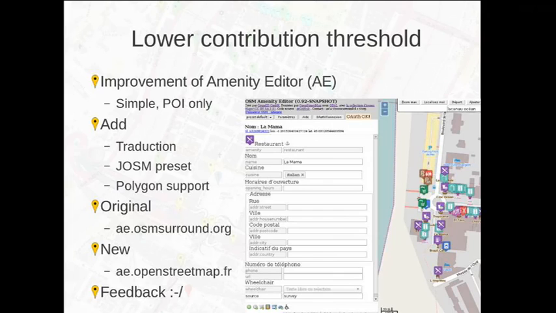for editing polygons, just editing tags on polygons, and we add a GeoSM preset for a form to help contribution on Amenity Editor. The feedback is not really good because it's complicated to improve an editor. The goal is to do things simple: just edit POIs, just add POIs, and show them to the contributor even if it's not a POI in OSM. It's good, I think.